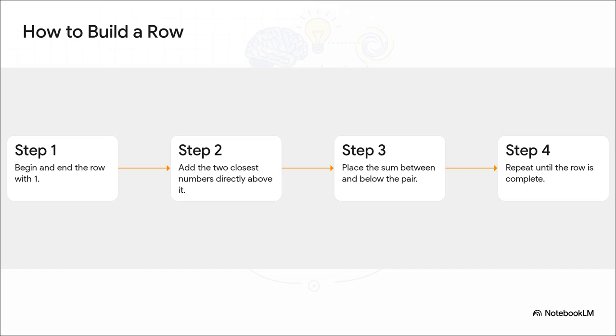Okay, so how do you make the next row? Easy. You always start with a 1 and you always end with a 1. Then, to get any other number in the row, you just find the two numbers right above it and add them together. That's it. You just keep doing that all the way across. It's so simple, it's brilliant.